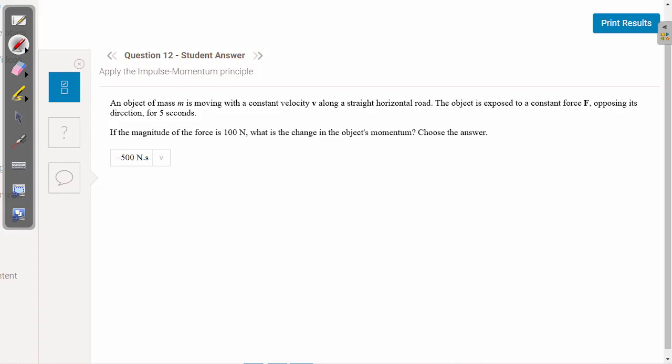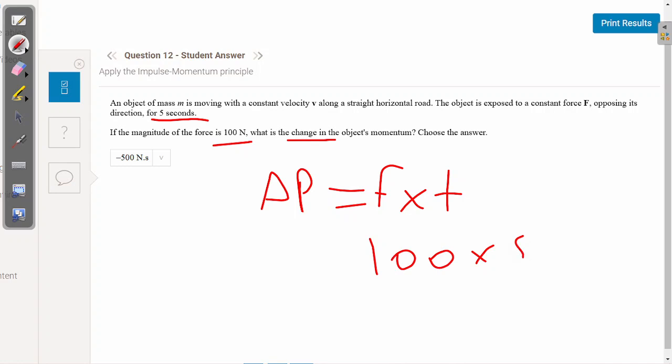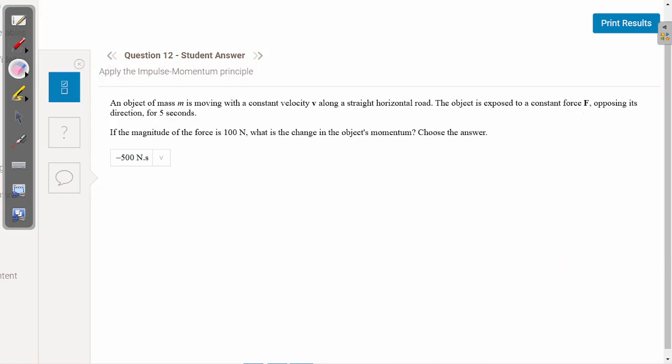Okay, so you know that the impulse is delta p and p is momentum, right? So it's the change in momentum. Delta means change, right? So delta p equals F times t. Here they gave us force and time, so 100 times 5 equals 500. But they said opposing its direction, so it's actually negative 100, sorry. So it's negative 500.